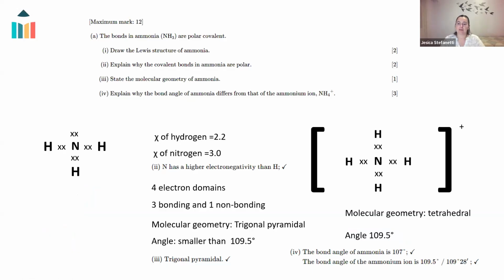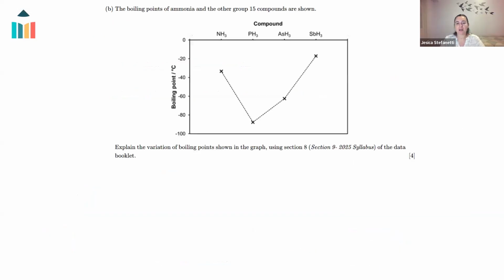Let's go now to the next one. Keep in mind that in this case, you're not expected to remember that ammonia is 107 in terms of the angle. You're just expected to suggest an angle smaller than 109. The next part presents this kind of graph where we can see the tendency for the boiling points. We are asked to explain the variation of the boiling points in the graph using section 8 of the booklet. On section 8, you have all the electronegativities, so you can think about those ones.